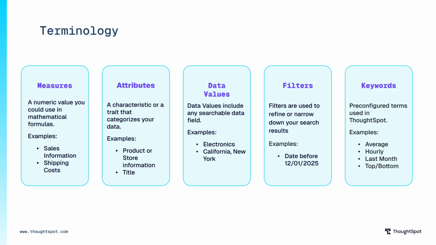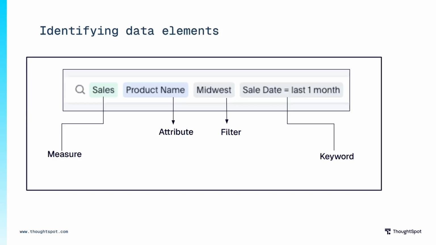Another term to know is keywords. Keywords are pre-configured in ThoughtSpot and are used to simplify your search experience. For example, average, hourly, or last month. In ThoughtSpot, these data elements are identified in the search bar by color, with measures appearing in green, attributes in blue, and filters and keywords in gray. Understanding these terms will help you understand how they work together when you search.